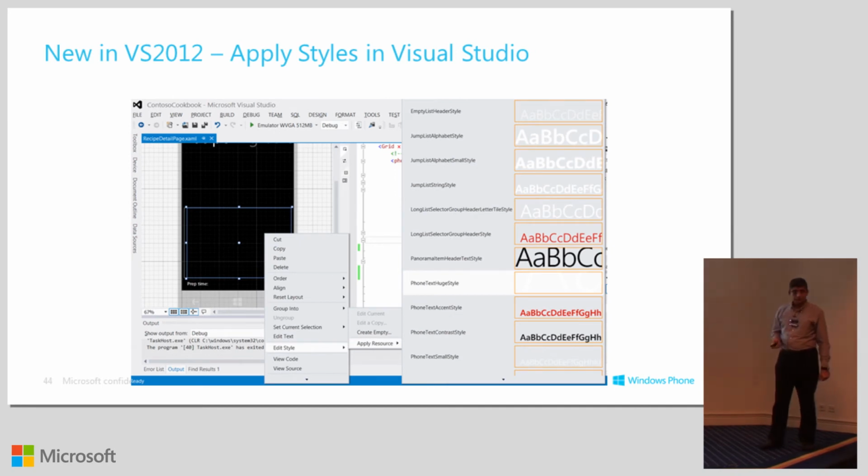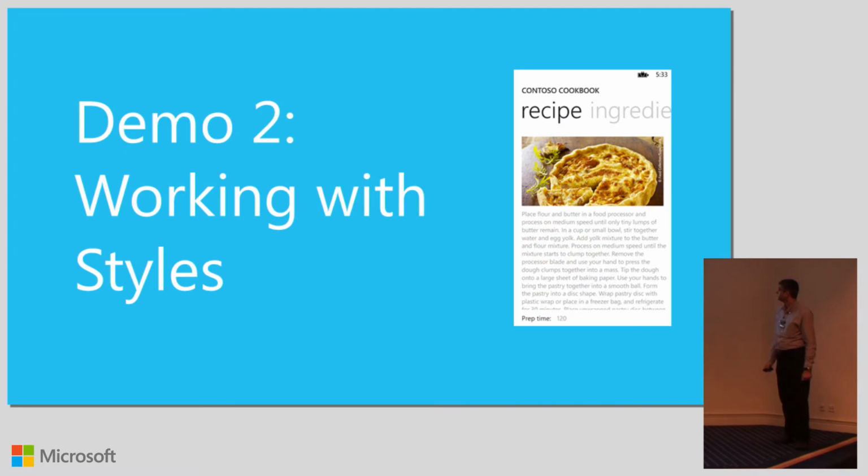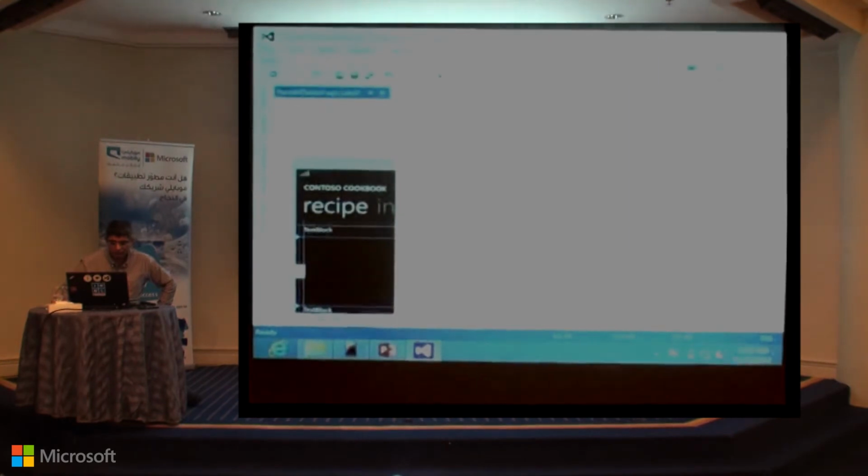We had this in Blend, so you could use the inbuilt styles from Blend, and the same thing has been provided to you in Visual Studio also. So you can go and look at the styles that are there and apply those styles to your elements. So I'll quickly show you how that is done. Let's open the designer.